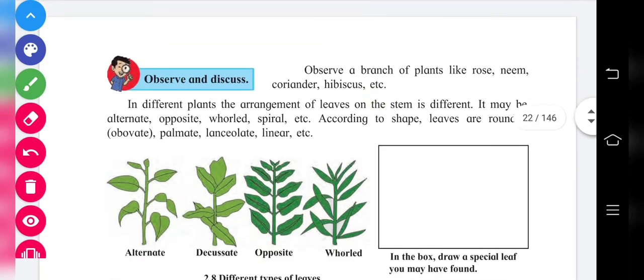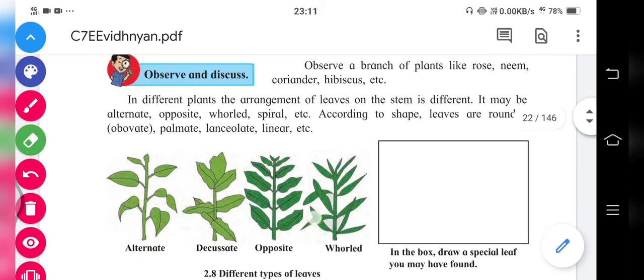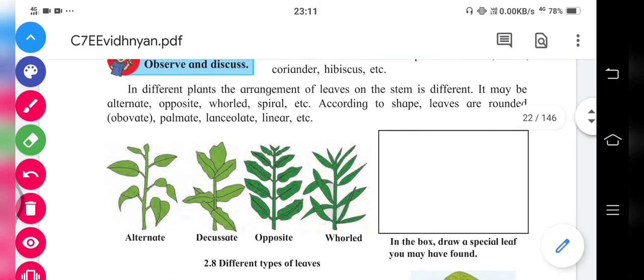Okay, so after that observe a branch of plants like rose, neem, coriander and hibiscus. These are different types of plants. You can observe their leaves and discuss with your friends. That plant may be present in a garden or near your surroundings.